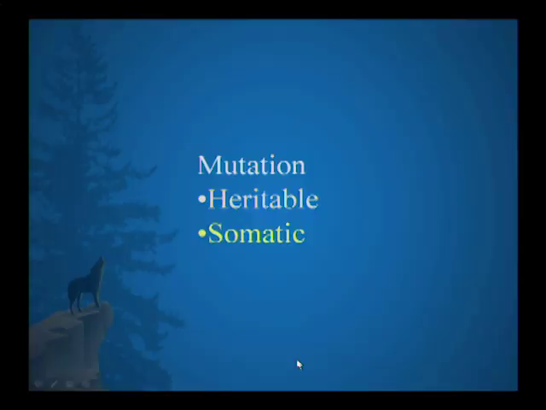There are also somatic mutations. Somatic mutations are those that we say occur within the body but do not go to the next generation. So again, you might have a mutation in a liver cell that leads to cancer. That might be really bad for you personally, but at least it doesn't go into your gametes and go to the next generation. So the heritable mutations are significant when we talk about evolution.